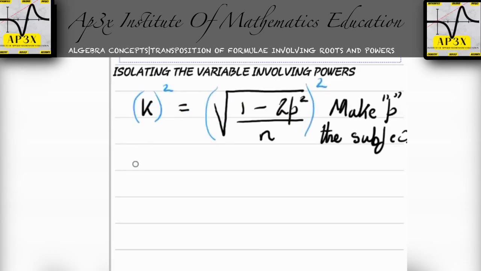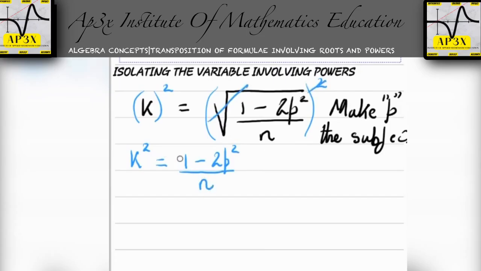And so what that does for me then is that it gives me the value that k squared is therefore equal to whatever is under the root. So that's 1 take away 2p squared, all divided by n. Remember that the square root will be cancelled by the square, or by the power. All right, so we are left with what is under the root.